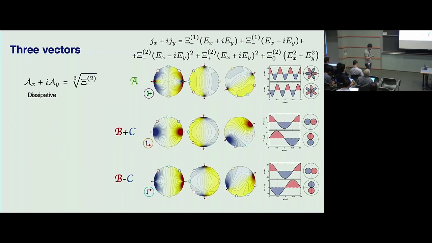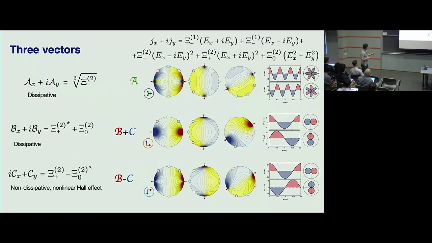This is where it gets really interesting. The b vector is purely dissipative, meaning that for the transport response coming from the b vector, the local electric field is always parallel to the local nonlinear current. And the c vector is non-dissipative, meaning that for the transport response coming from the c vector, the local electric field will always be perpendicular to the local nonlinear current.